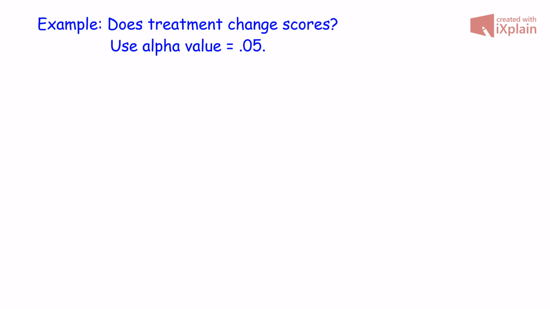Okay, in this example, we're just going to ask a simple generic question. Does the treatment change scores using an alpha value of 0.05? So since I've said change, does it change scores? I'm interested in knowing whether it increases or decreases, so that means I need to do a two-tailed test. Here are the data before and the data after.